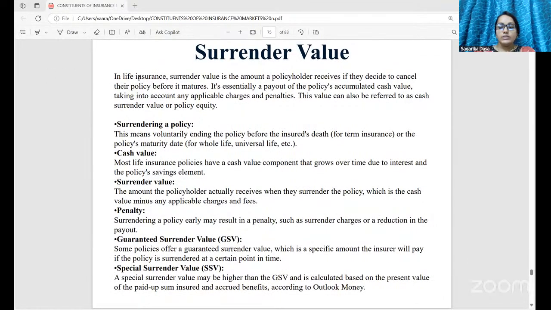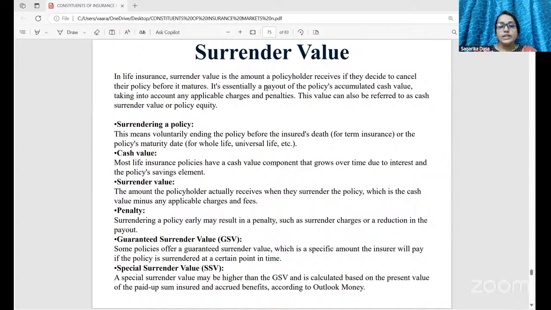In life insurance, surrender value is the amount a policyholder receives if they decide to cancel their policy before it matures. Surrender value means surrendering the policy and the amount the policyholder receives, and this is possible when the policyholder decides to cancel the policy before its maturity period. Say, for example, the maturity period is 10 years, but the policyholder decides to cancel the policy at the 8th year. The amount the policyholder receives at the 8th year, we call it the surrender value.